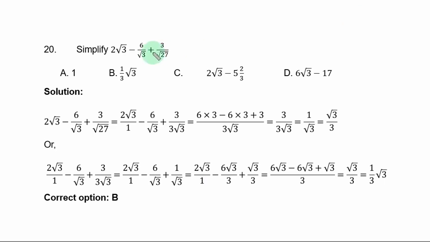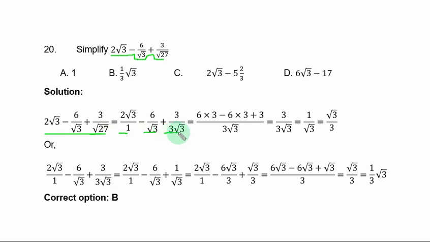Question 30. Simplify 2 root 3 minus 6 over root 3 plus 3 over root 27. This is the given problem. To have a balanced fraction, you can write the first term as over 1. This is already in simplest form. If you express root 27 in basic form, you have 3 root 3.